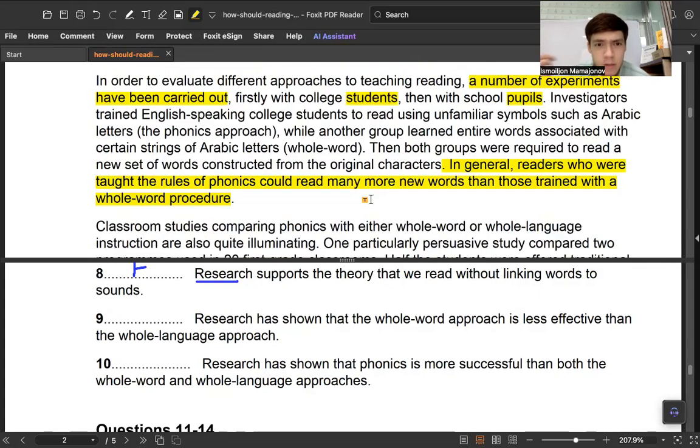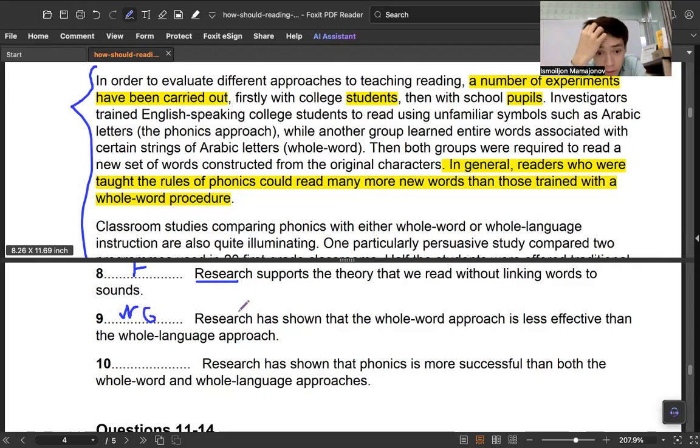So what I know is the phonics is better than whole word, but do I know whole language and whole word? We just don't have anything about whole language. That's the thing, all right? So there are three methods you should understand: we have phonics, we have whole word, and whole language. The question is comparing whole language and whole word, but the passage is comparing whole word and phonics. So whole language is not here at all. So the answer should be not given, you know.